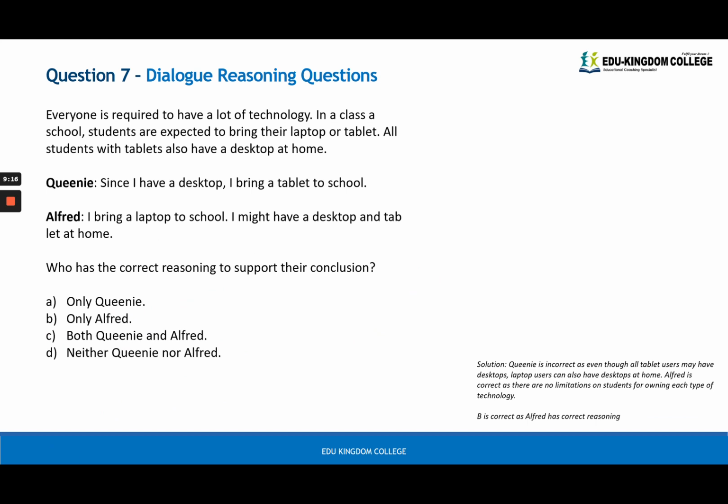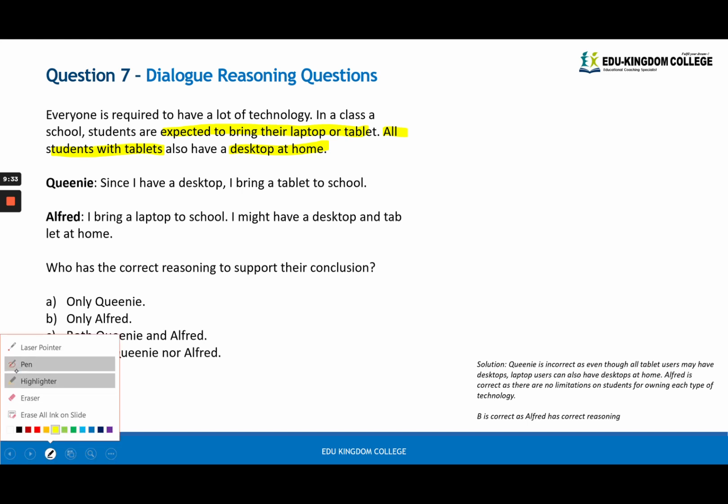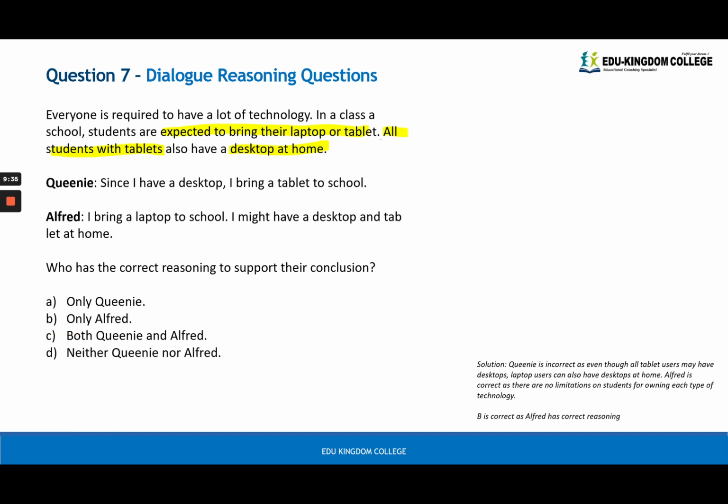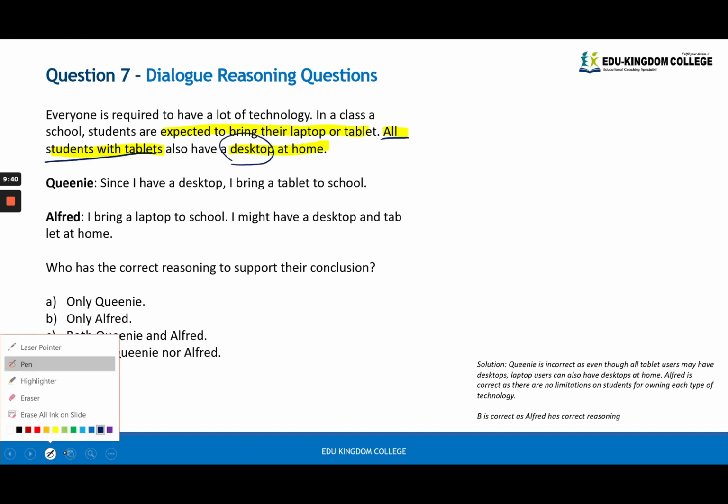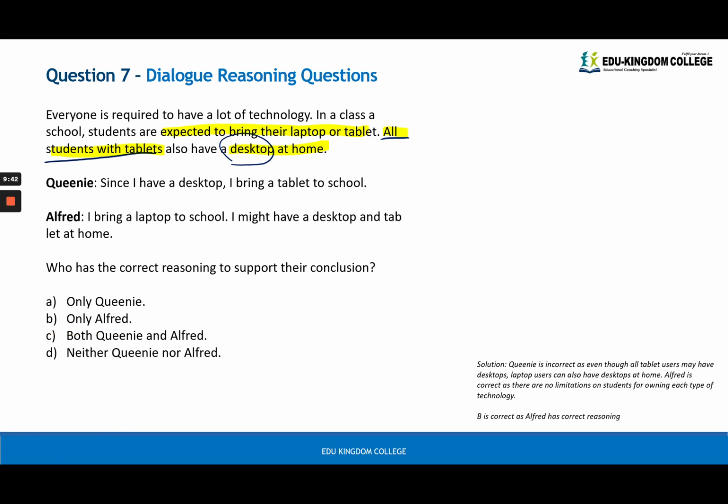Okay, number 7. Reading through our statement: everybody is required to have a lot of technology in a class at school. Students are expected to bring their laptop or tablet. All students with tablets also have a desktop at home. So be careful about this association. All students with tablets will have a desktop. That does not mean that all students with a desktop will have a tablet. It doesn't work like a two-way street.